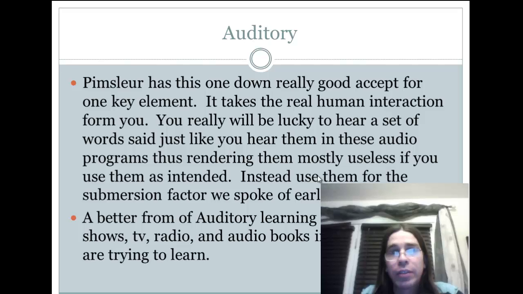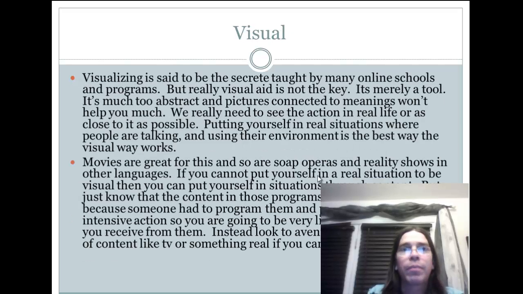A better auditory learning tool would be to go out and actually hear this language in a setting where it's real, going to a coffee shop or bookstore or something where you know that there might be some people that speak that language, and just hear them talk and just listen to it. We'll go into that a little bit further later.